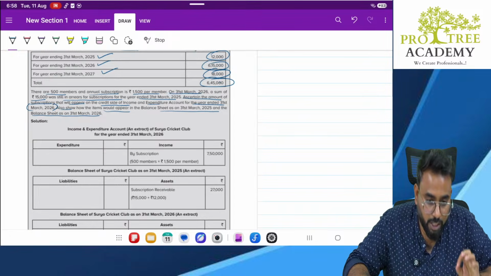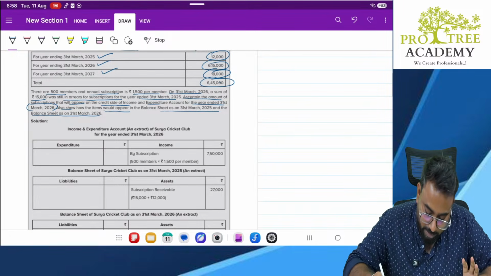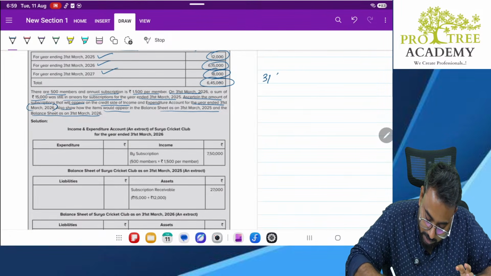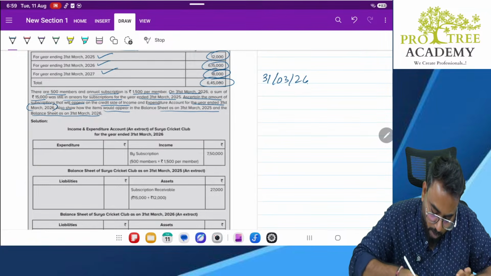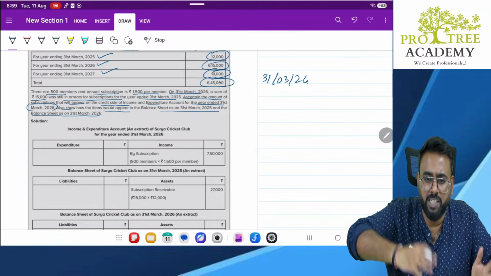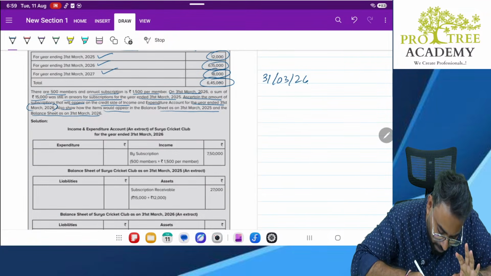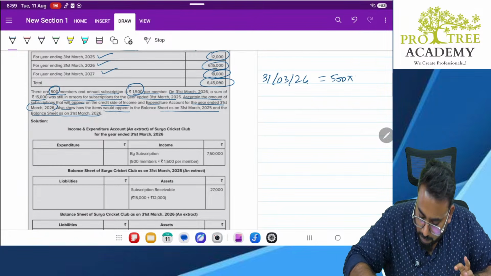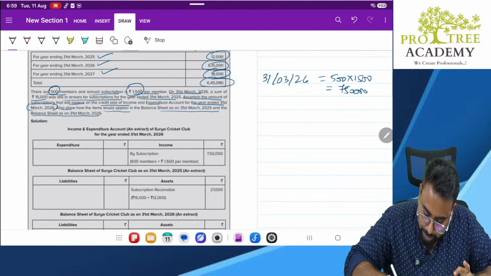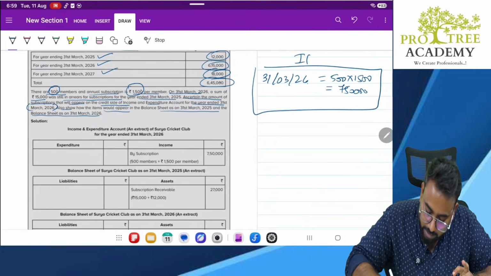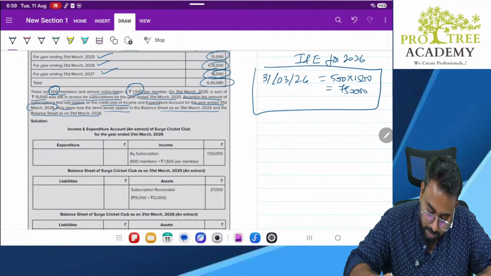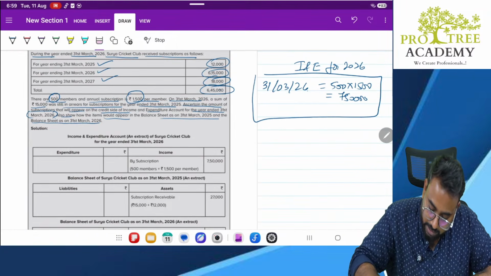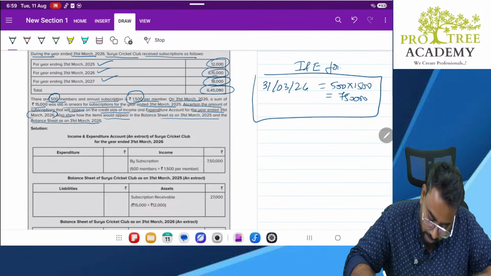So one is they are asking you how much will be income in income and expenditure account as on 31st March 26. Very simple, no? Don't worry about receivable, received, arrears, advance. Simple. 500 members, 1500 rupees. 7,50,000. This will be our income and expenditure for 2026. Not 2026 exactly, for 25-26.